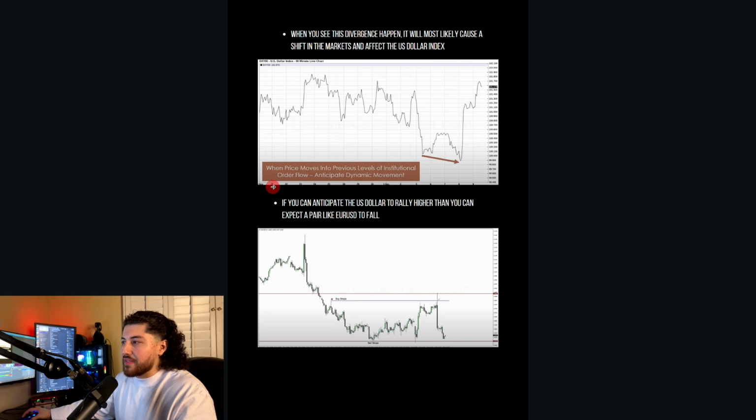If you can anticipate the US dollar to rally higher, then you can expect a pair like Euro USD to fall. Since the US dollar is gaining strength, how is that going to play a role when trading Euro USD? Well, the fact that USD is on the back end, if the strength of the US dollar were to rise, that would cause Euro USD to fall. So looking at EU during this time frame of seeing that divergence of the 5-year bond market and then seeing a lower low on the US dollar index, we can understand that most likely EU is going to fall lower, as we can see right here on this image.